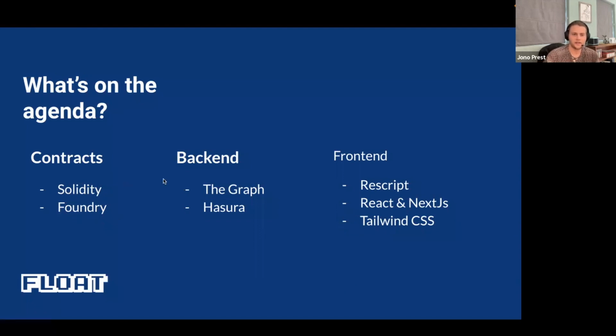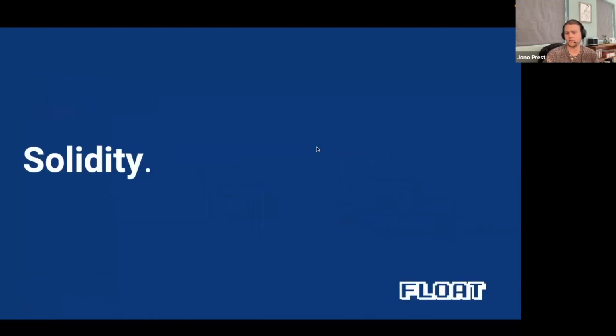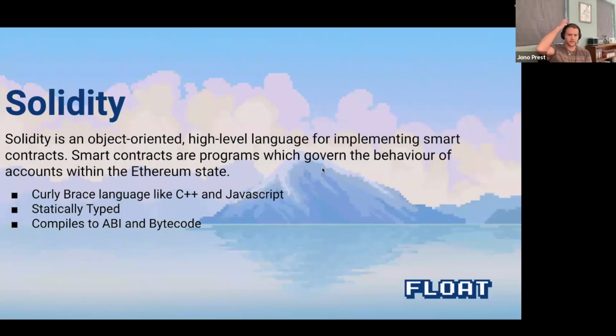So let's start by chatting about what is Solidity. A lot of you might be familiar with this topic already, but Solidity is an object-oriented, high-level language for implementing smart contracts. And smart contracts are just programs, applications that run on the blockchain, and they govern the behavior of the way we interact with the blockchain with accounts.